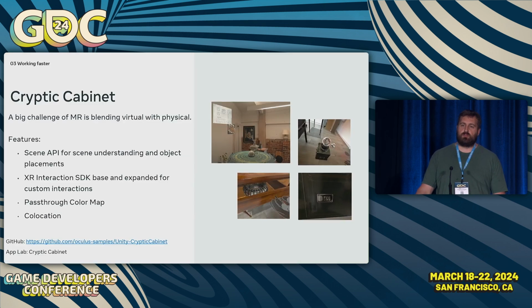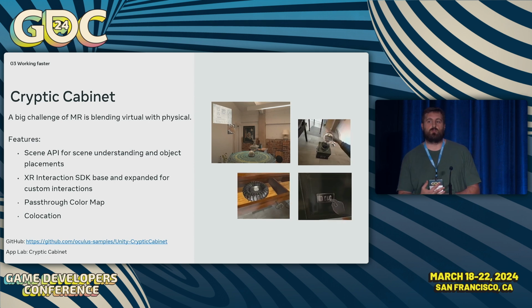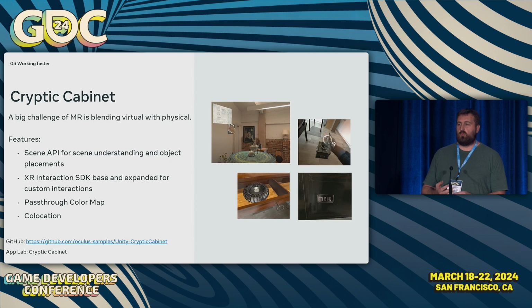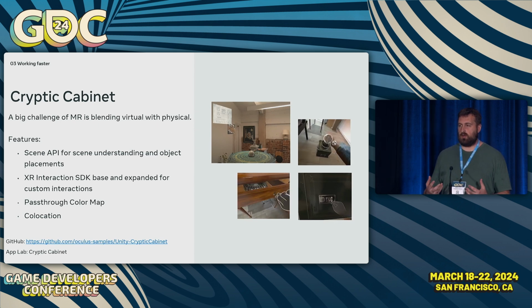So the first one is Cryptic Cabinet. It's a mixed reality showcase developed in Unity. It's an escape room-like puzzle where you can basically solve puzzles to return a cabinet through space and time. What we really wanted to focus on here is one of the biggest challenges of mixed reality, which is how to blend physical and virtual together. In this project, you'll discover how we use the Scene API to really understand the physical space and integrate objects randomly in the room in the right positions.